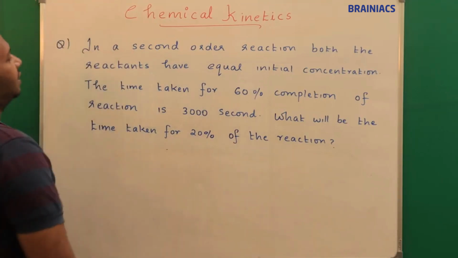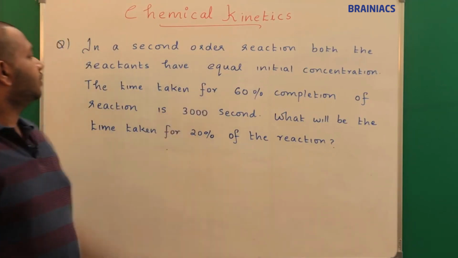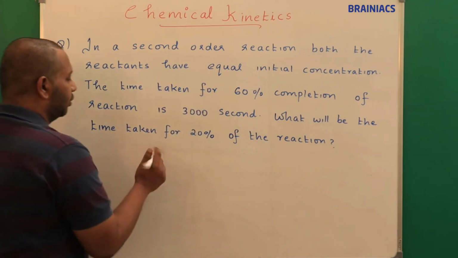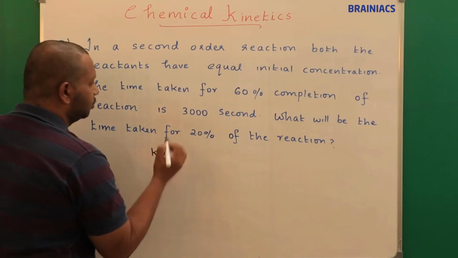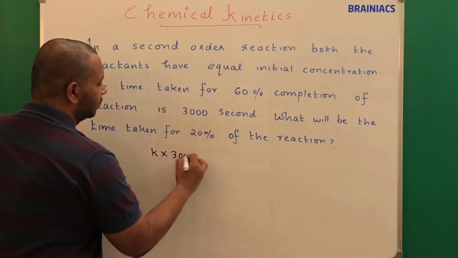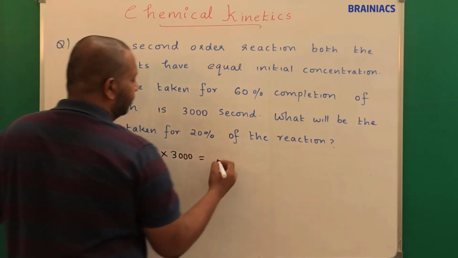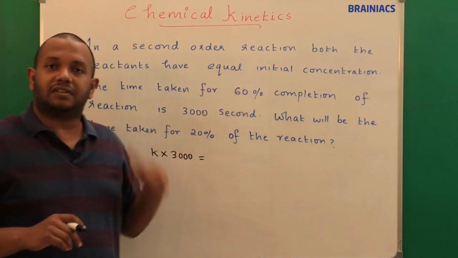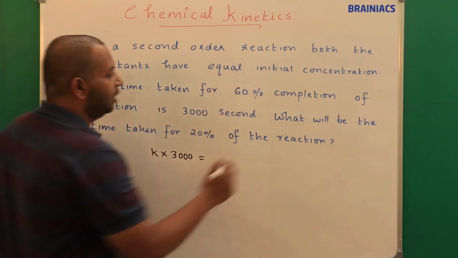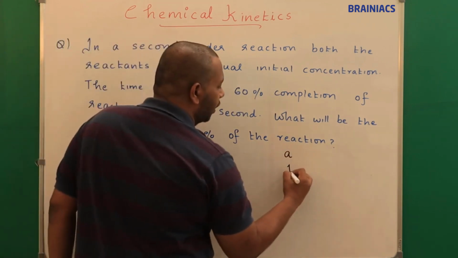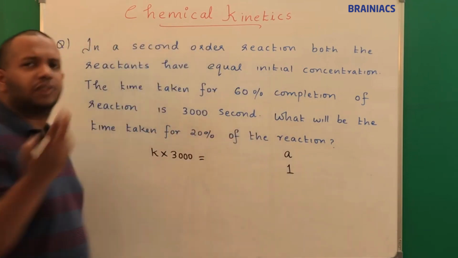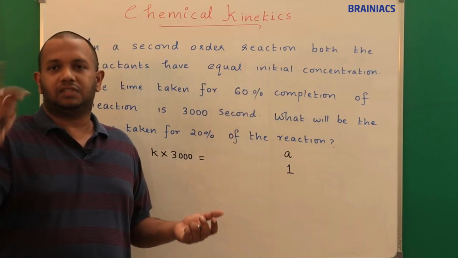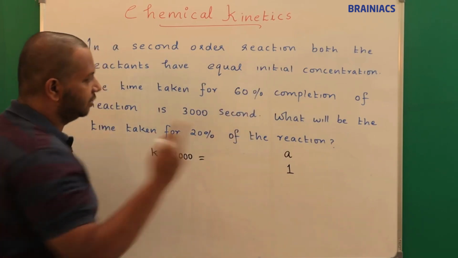So here they are telling that the time taken for 60% completion of the reaction is 3000 seconds. So K into time is given as 3000. Let's say 60% of the reaction is completed. So let's assume initial concentration A was 1. Instead of 100 I am taking it as 1. So 60% completed means what actually? 60 by 100, that is 0.6 is completed.